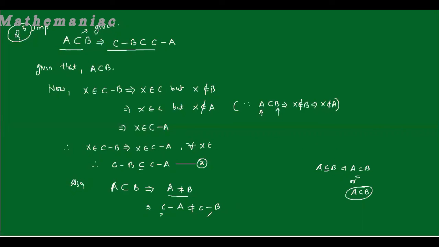Because C is the fixed set here. So from here you have taken the differences of the sets A and B. As these are not equal, the differences cannot be equal. Right? So what did you understand? This is a subset of this, but this is not equal to this. So together with these two conditions, what I should get is C minus B is a proper subset of C minus A. Hence the result. This is the result.